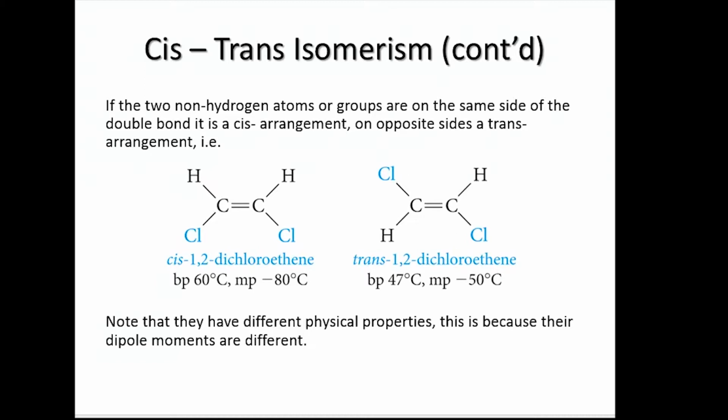So let's look at dichloroethylene. Cis-1,2-dichloroethene has a boiling point of 60 degrees. The trans-1,2-dichloroethene has a boiling point of 47. And this is arising from a difference in the dipole moments about the molecules.